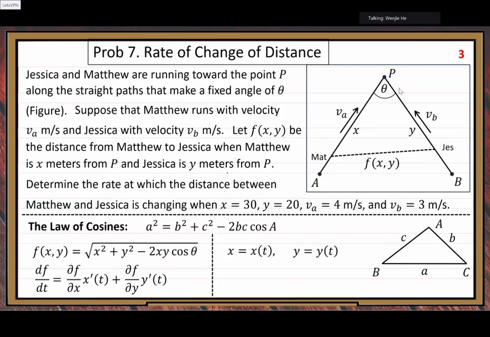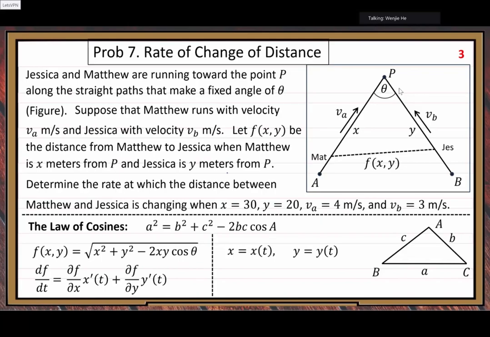Now we are ready to calculate the rate. You can calculate the partial derivatives of this formula and find the expression. Then you plug in x equals 30, y equals 20, and VA is the x prime of t at a certain point.